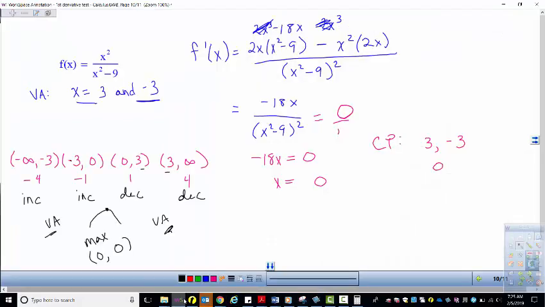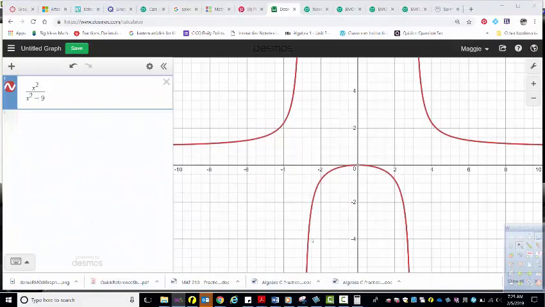Let's go back. Yep, increasing. It's increasing here. It's increasing here. This is a maximum. Then it's decreasing, and then it's decreasing. And here are those vertical asymptotes that we don't see when we graph it on Desmos.